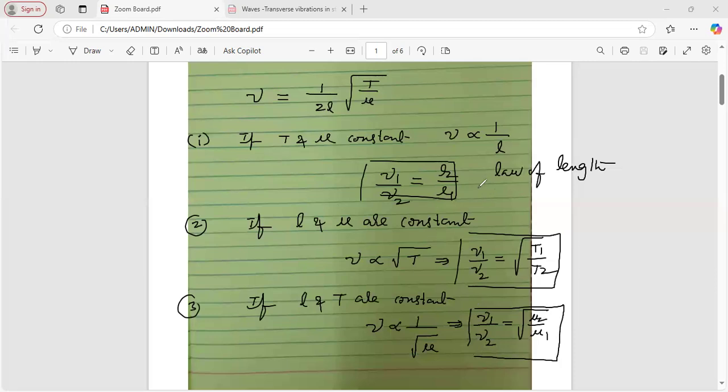These three laws, the law of length, the law of tension, and the law of linear mass density, are called the laws of transverse vibrations in the string.